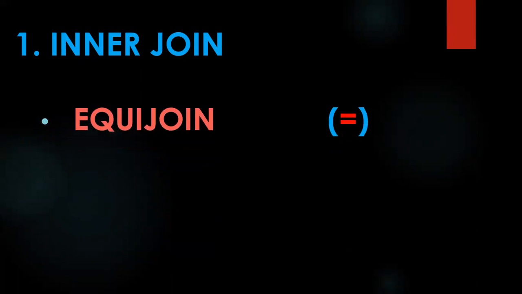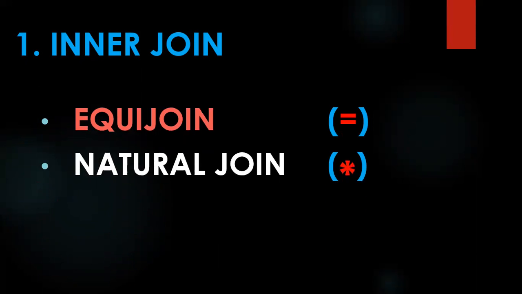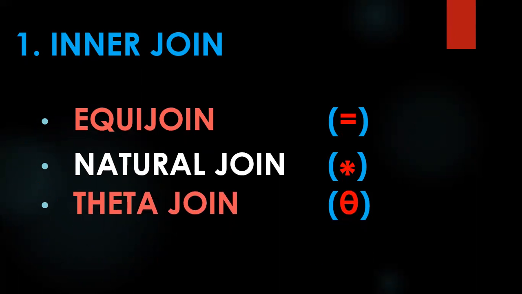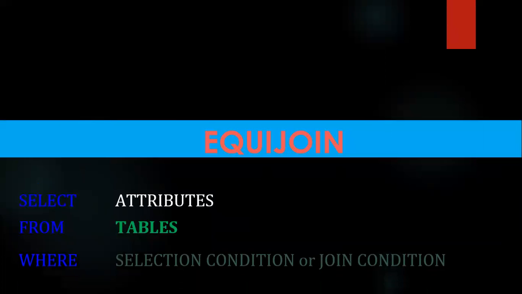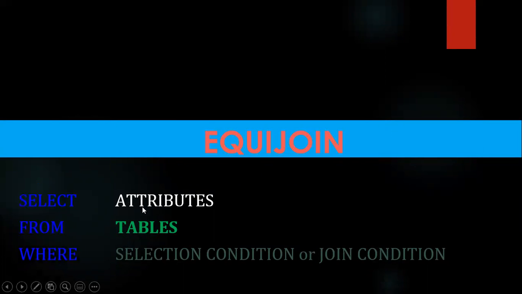Now here, based on how we write the selection condition, we have three types of inner join operations. They are equijoin, natural join and theta join. We'll see these one by one. First, the inner join operation that is equijoin. In all the inner join operations, the select attributes from tables will be the same, but in the where condition, the method of writing will vary for each.